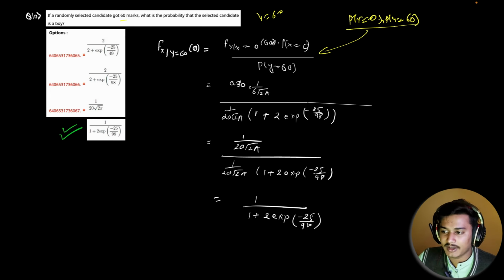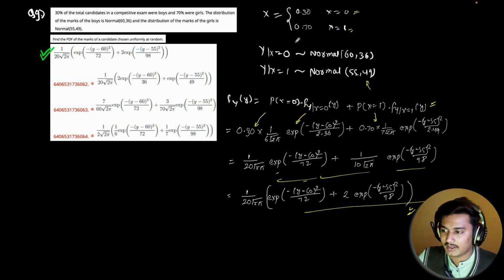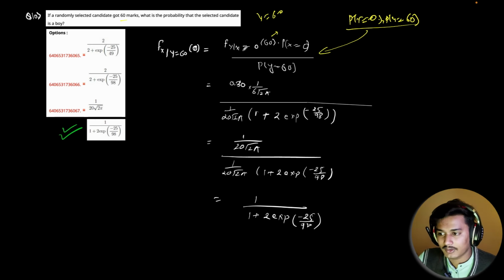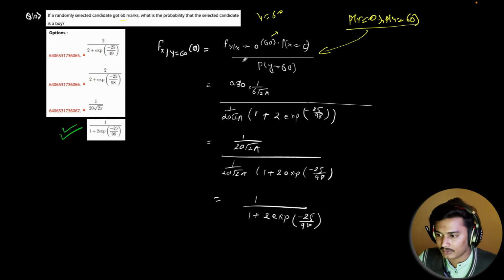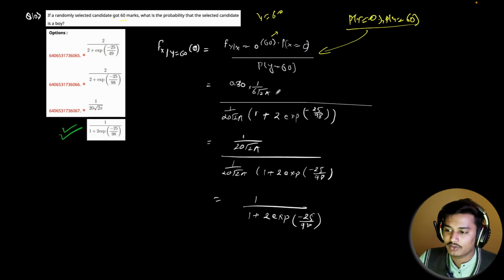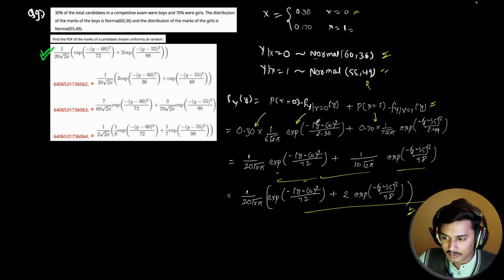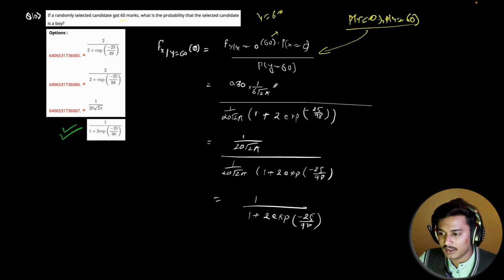From where we get this particular thing, we have f of y given x equals 0 as normal, right? Here we have this particular, and this also. So x equals 0 is basically normal, 60, 36. So at 60 we will be putting 60 here, and this will be the normal. So it is 0.30 into 1 by 6 root 2 pi, and 60 minus 60 is 0, so its whole exponential is 0, and exponential of 0 is 1. So here it will be into 1, that we don't need to write.